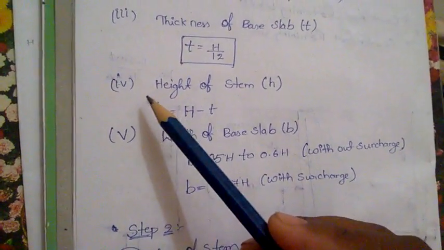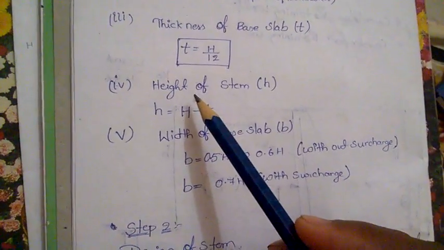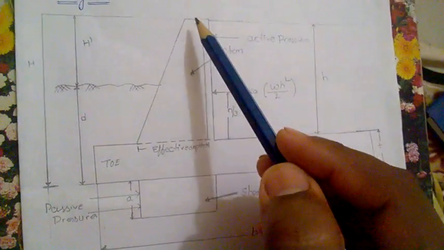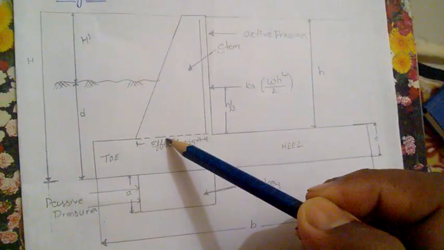Again, the fourth step comes, the height of the stem. We should find the height of the stem. How much stem should we require? What is meant by stem? This is the stem.